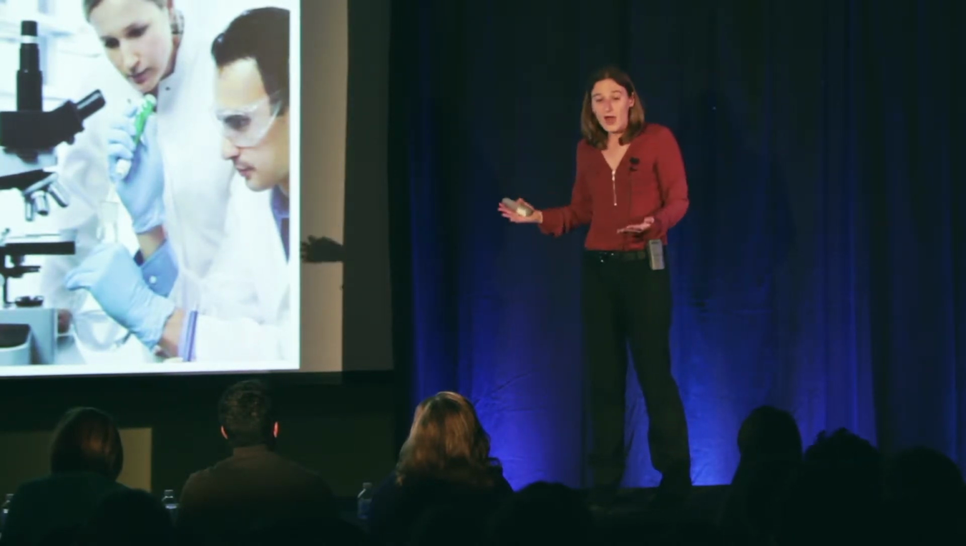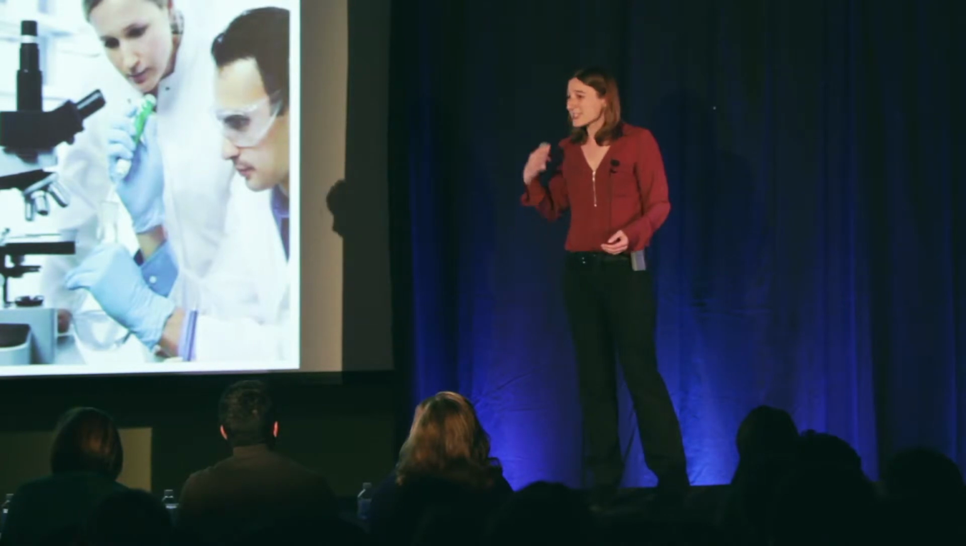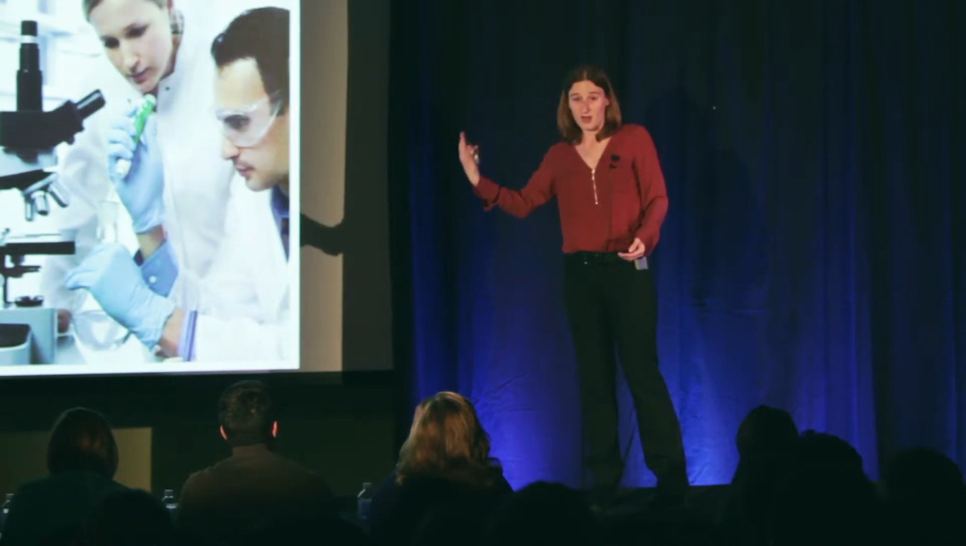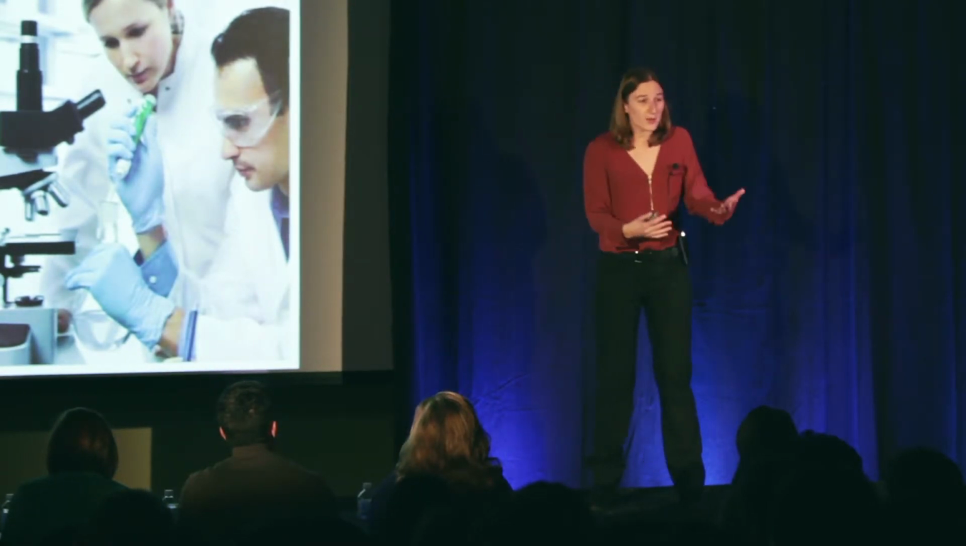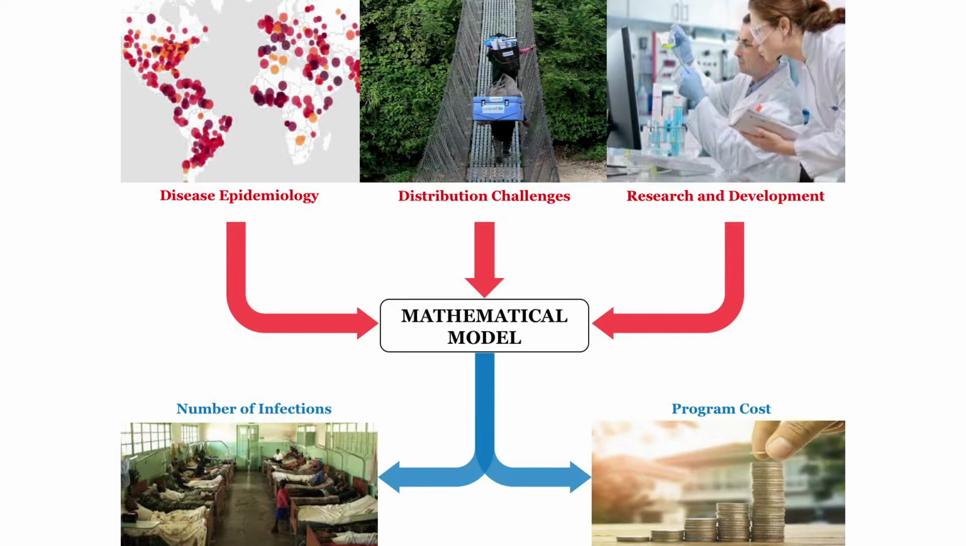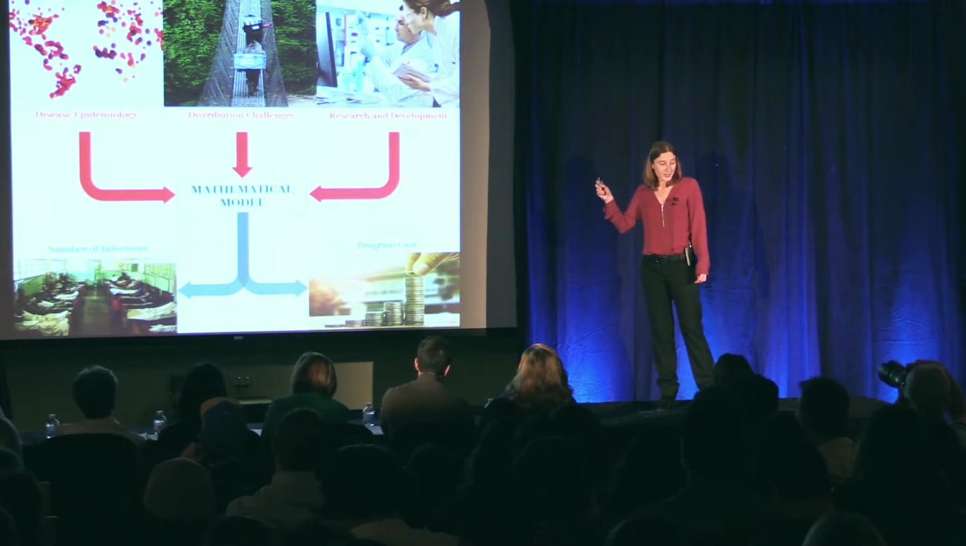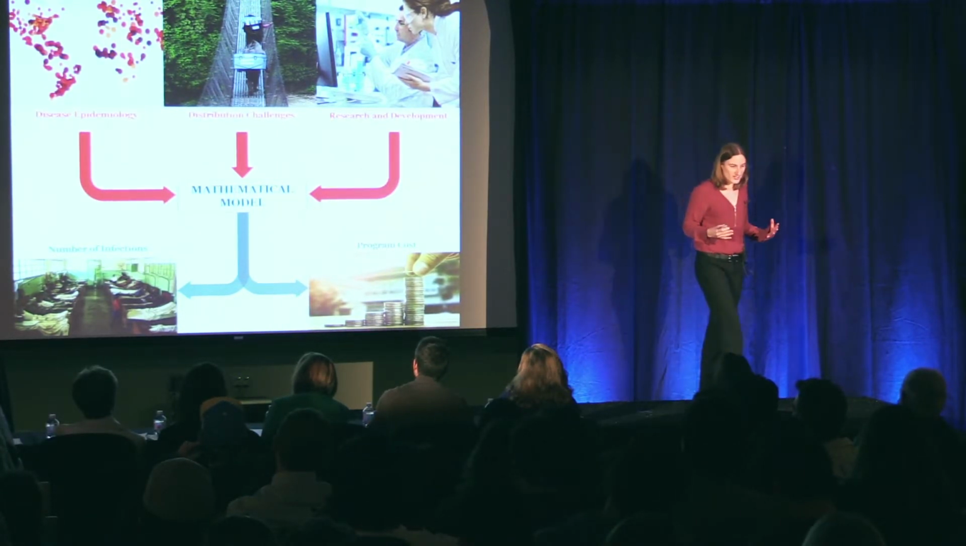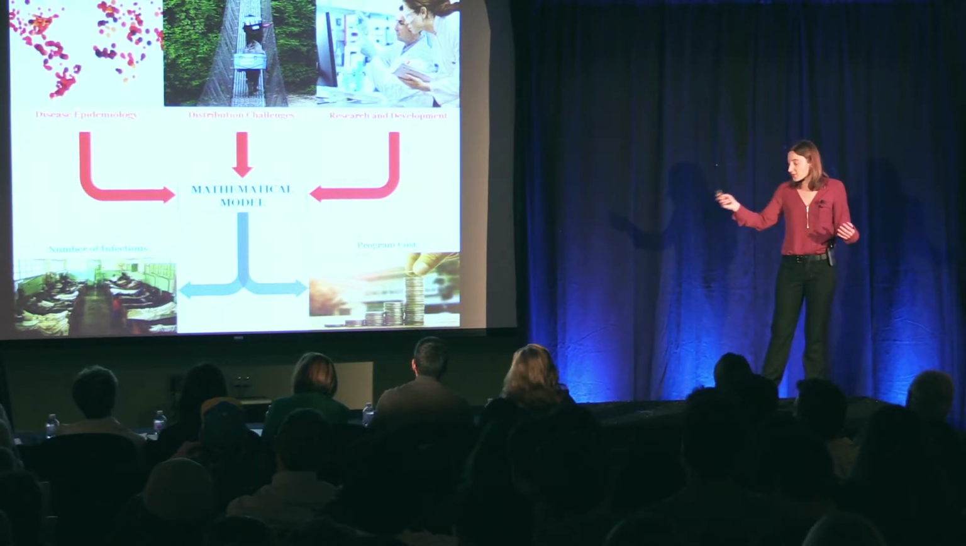Can we save more lives per dollar spent by using existing vaccines and increasing coverage, or by investing in the development of newer, more effective vaccines? Well, in my research, I developed a mathematical model to study this question. Among other things, I considered the contagiousness of the disease, as well as distribution and research and development costs. For any immunization policy, I can estimate the resulting number of infections and the cost.